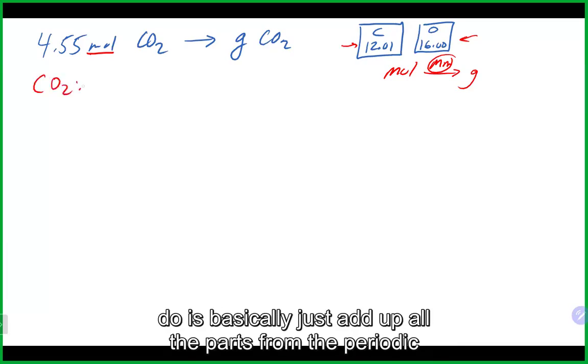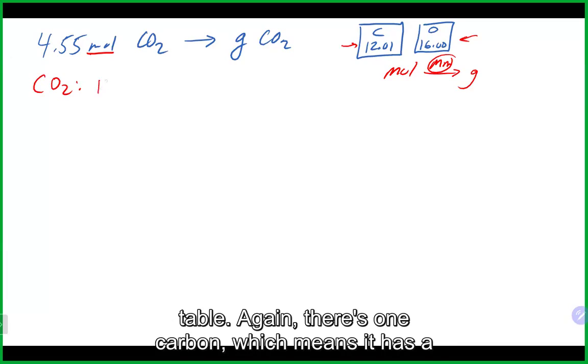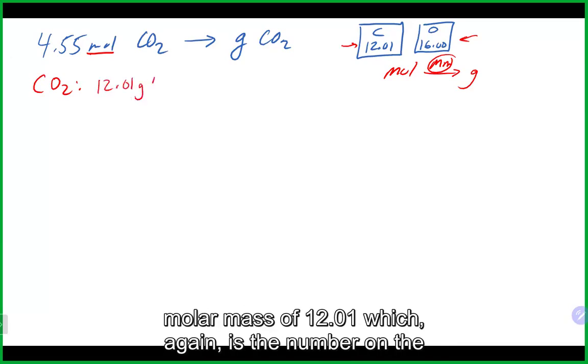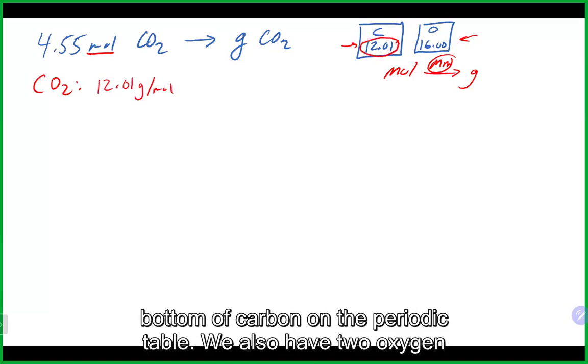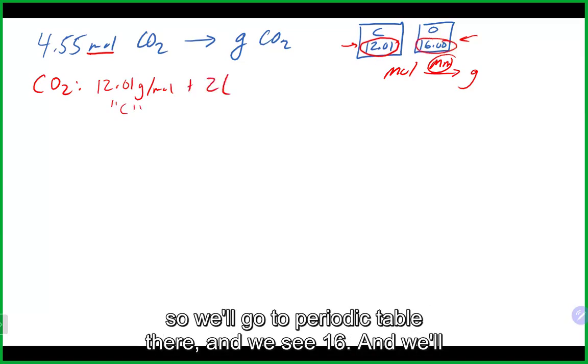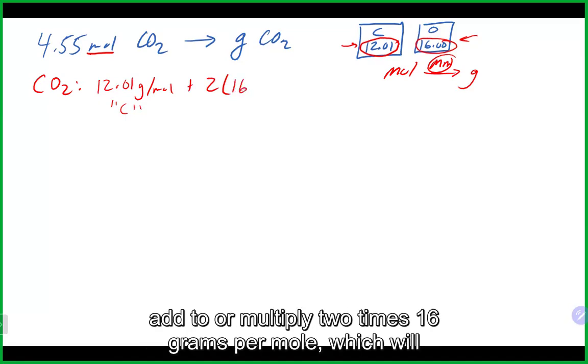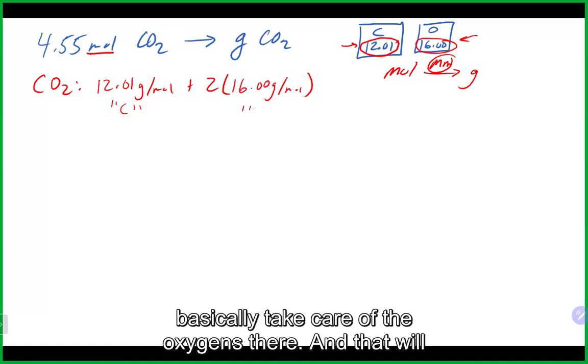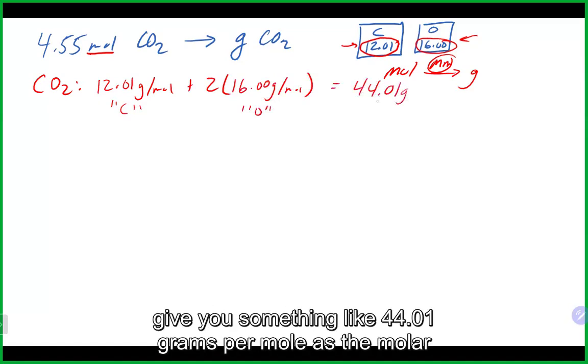Once again, all we're going to do is just add up all the parts from the periodic table. There's one carbon, which means it has a molar mass of 12.01, which is the number on the bottom of carbon on the periodic table. We also have 2 oxygens, so we go to the periodic table and we see 16, and we multiply 2 times 16 grams per mole, which takes care of the oxygens. That will give you something like 44.01 grams per mole as the molar mass.